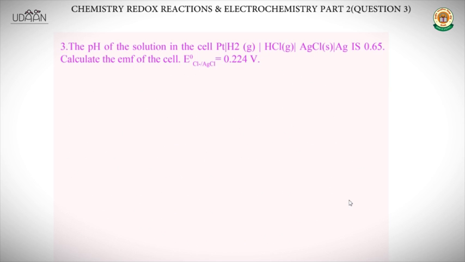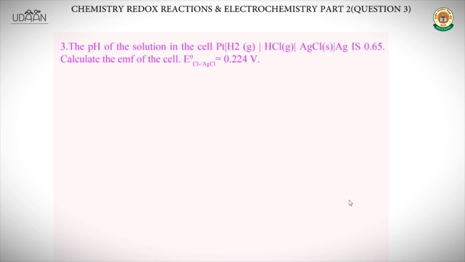E naught for Cl, AgCl is equal to 0.224 volt, that is given to us. So we have to calculate the EMF. So Tushar, please take us through the solution. In the question the pH is given, so from pH, the concentration of H ions can be determined.